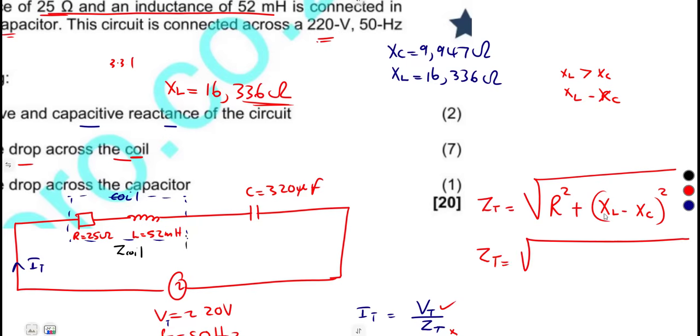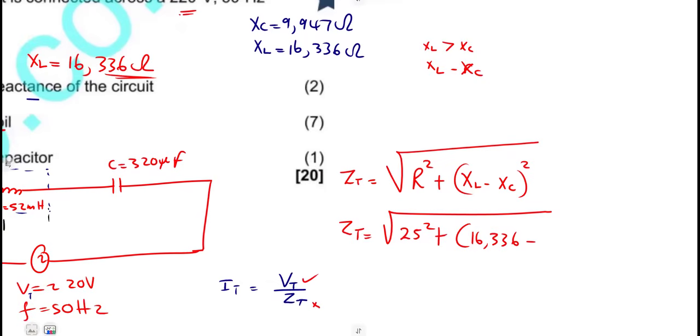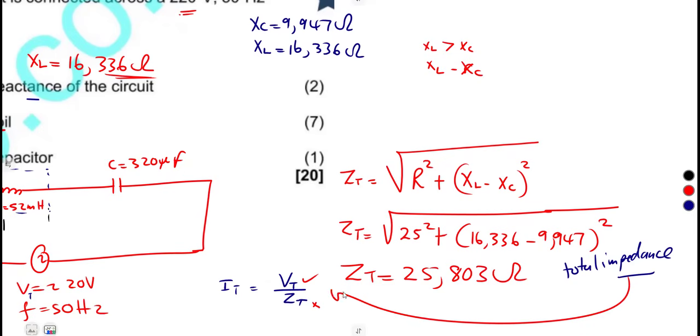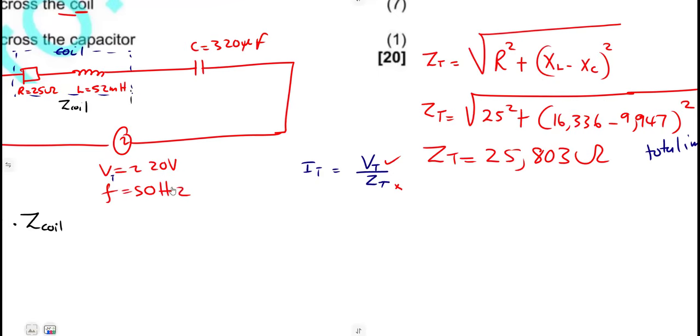So that's the total impedance, remember? So our R squared resistance, that's 25 squared. Then subtract here XL, 16,336. We are subtracting what? XC, which is 9,947, squared, under the square root. That was going to give us the total what? Total impedance, our ZT of 25,803 ohms. So we're talking about what here? Total impedance, right? So we have the total impedance. The total current can be determined from the total voltage.